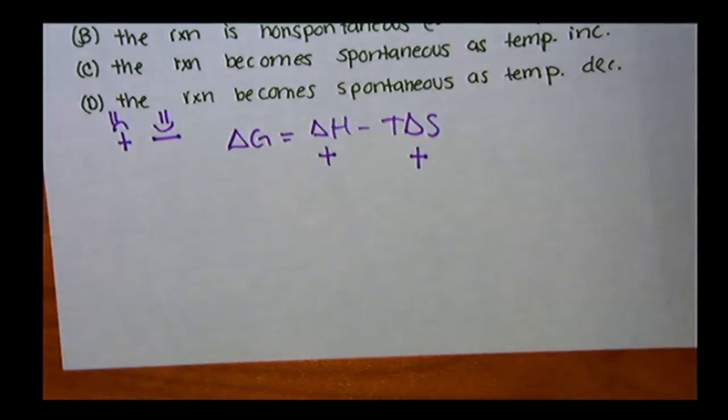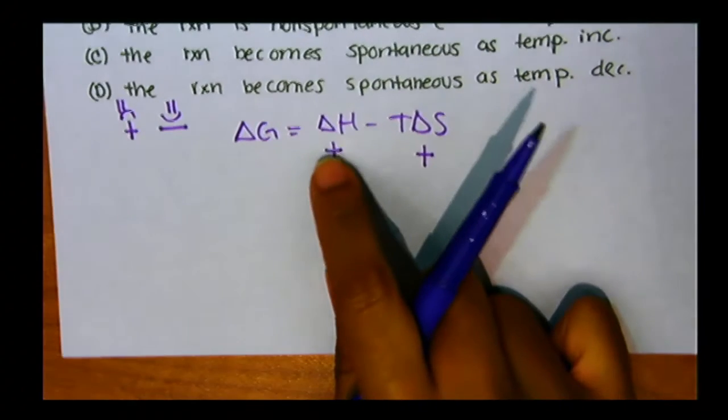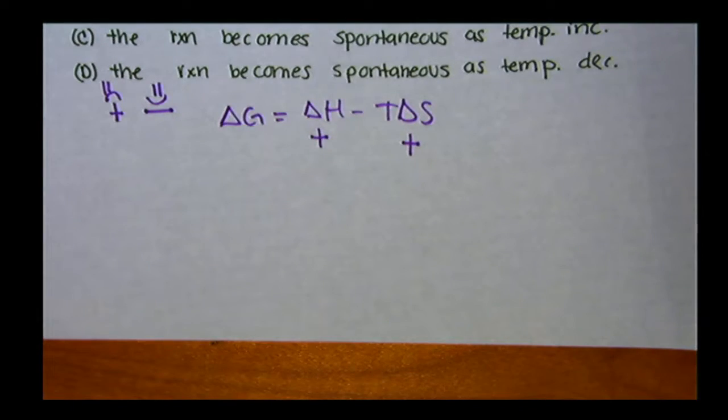If you keep delta H positive and delta S negative, well, a negative times a negative makes a positive. You're always going to be adding to this. It's going to be non-spontaneous at all temperatures. Does that make sense? I kind of went through that really quickly.